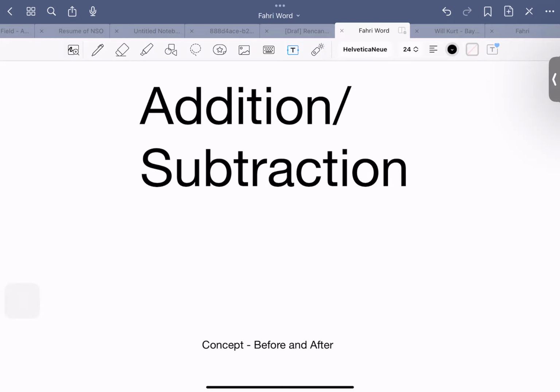Well, in this video, we're going to discuss addition and subtraction. We're introducing you to the concept of before and after. So without further ado, let's go to the first question.